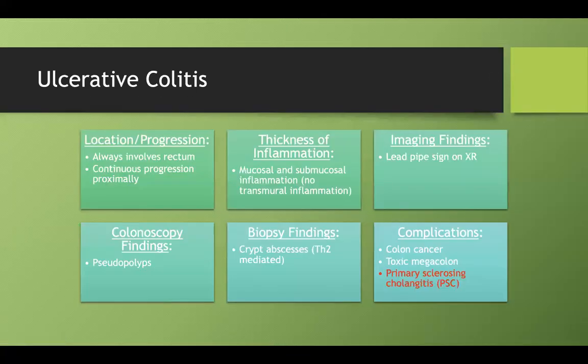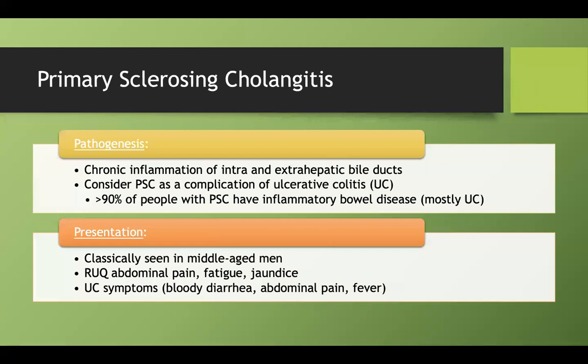The last thing I want to talk about is primary sclerosing cholangitis. I talk about this in the hepatobiliary lecture, but I do want you to think about it as a complication of UC instead of its own disease entity, because I think it's easy to remember some of the features of both UC and PSC if you consider it that way. As you can see, this is from the hepatobiliary slide. If we think about it as a complication, we'll realize that 90% of people have IBD.